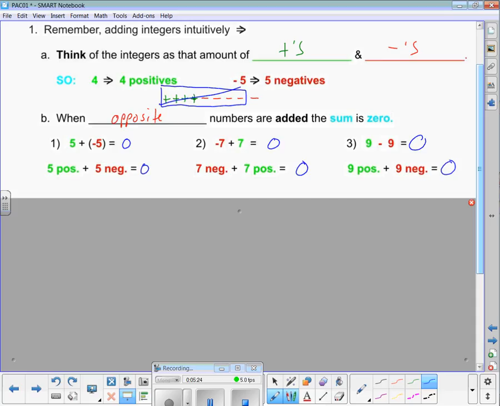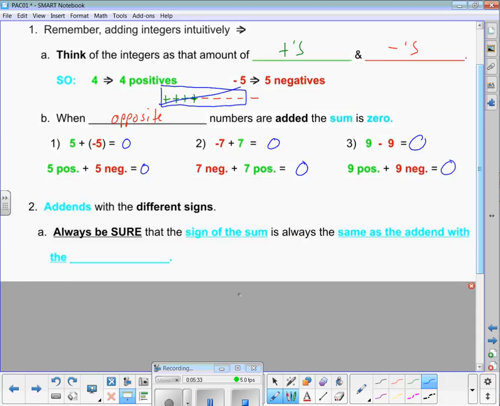So that's the basis of how this method works. That's the basis of what's going on, is the fact that there's always opposite numbers involved, and I'll show you that as we go. All right.